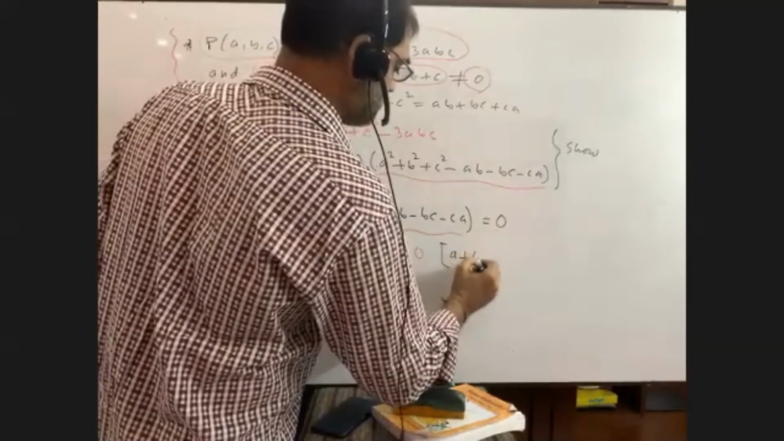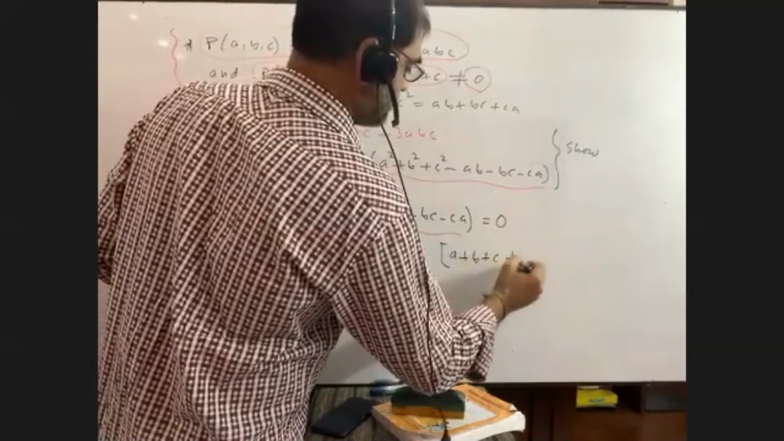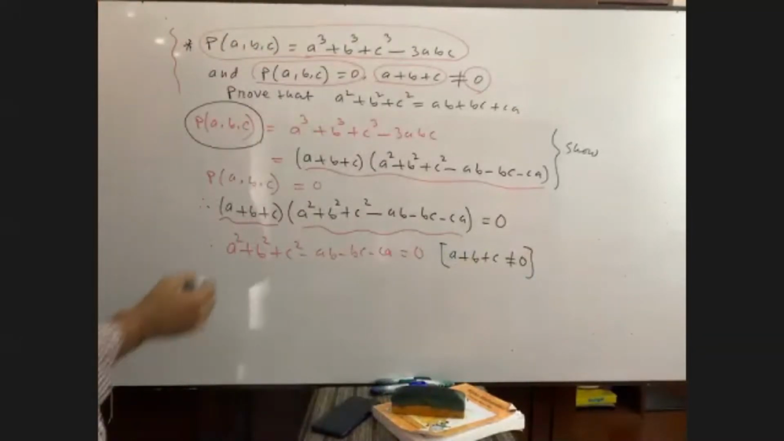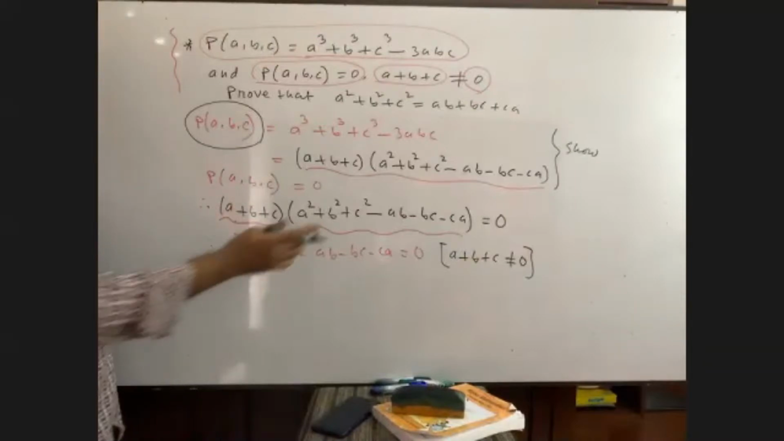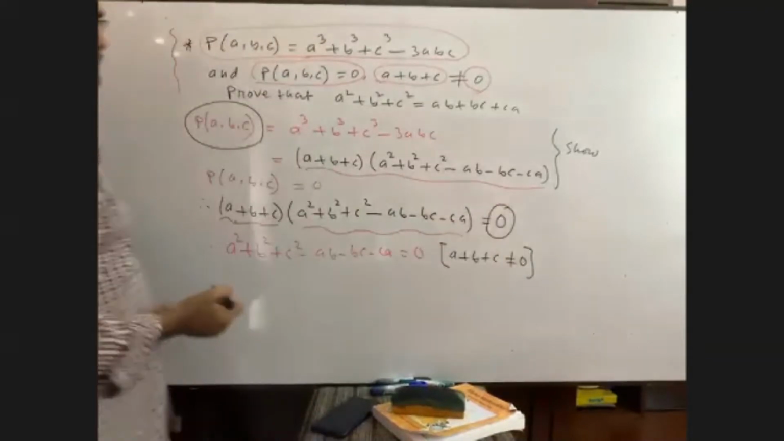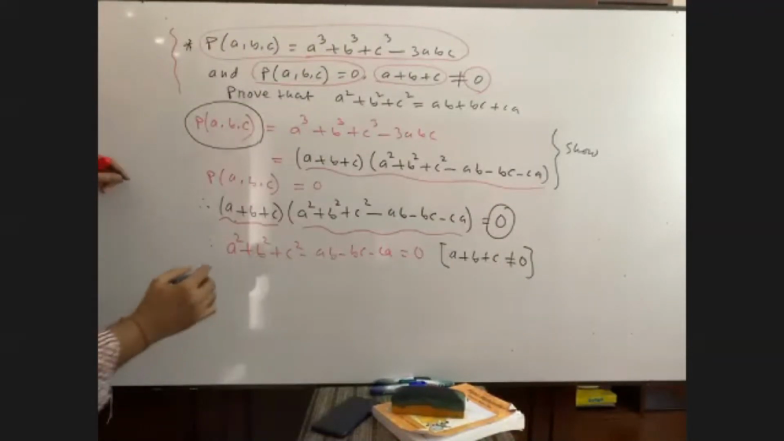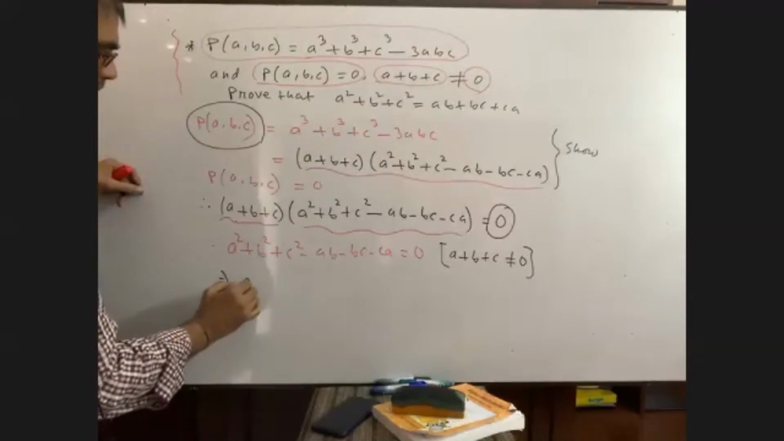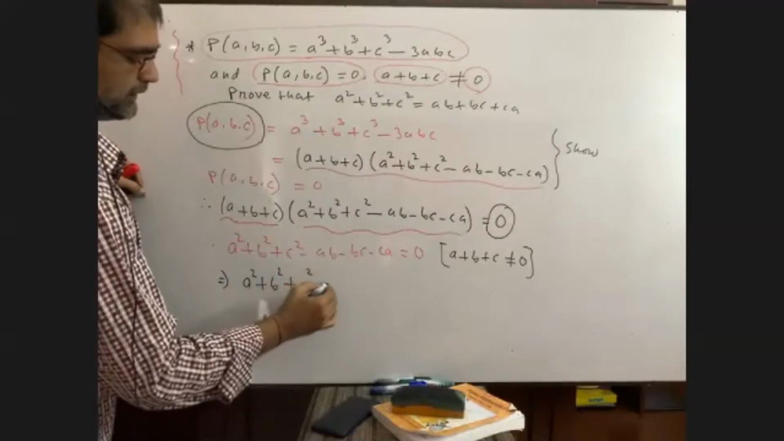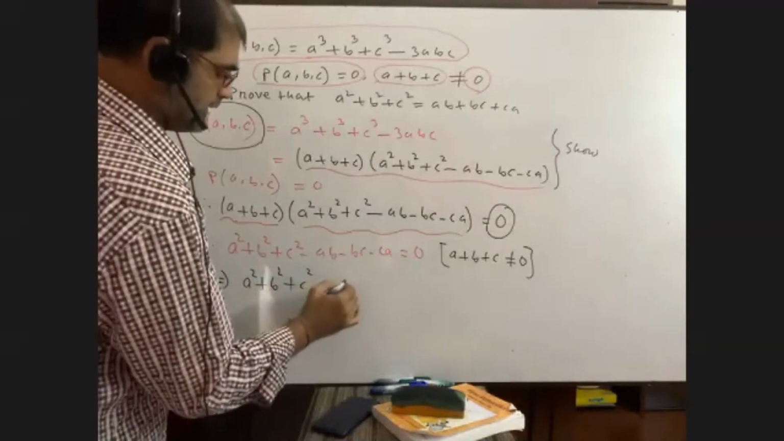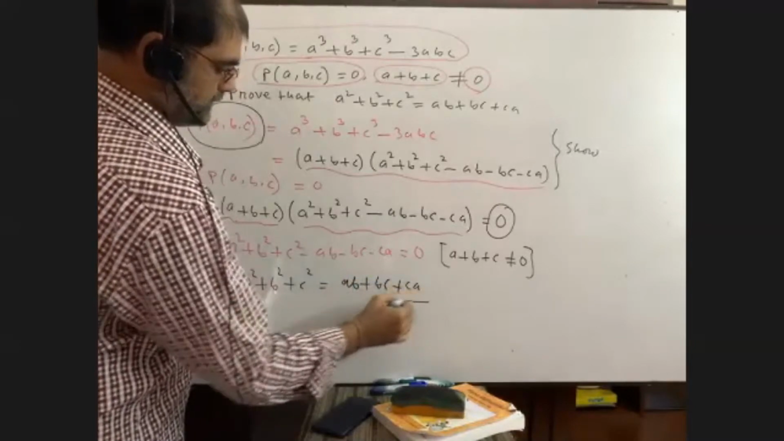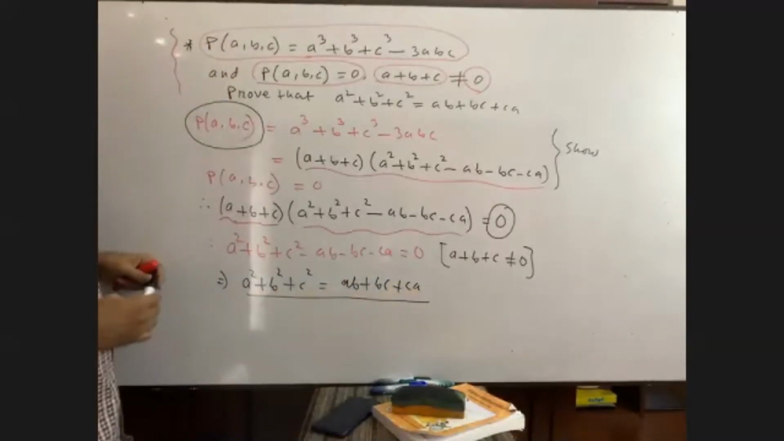And a side note to be given here is that a plus b plus c is not equal to 0. Definitely this will be 0, otherwise how would this 0 be found, right? That means from here we can write a square plus b square plus c square is equal to ab plus bc plus ca. Our math is done.